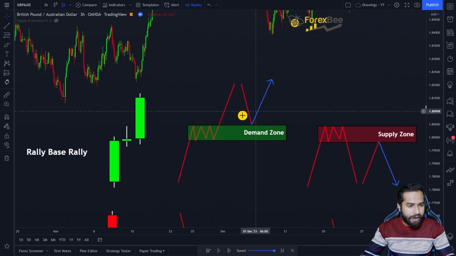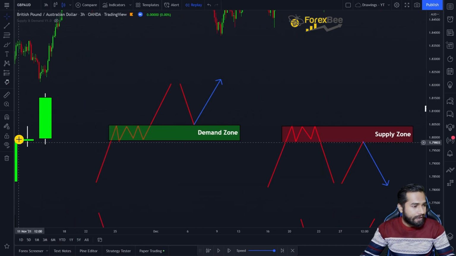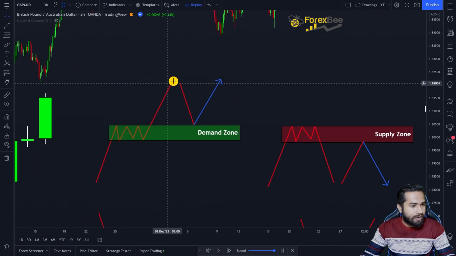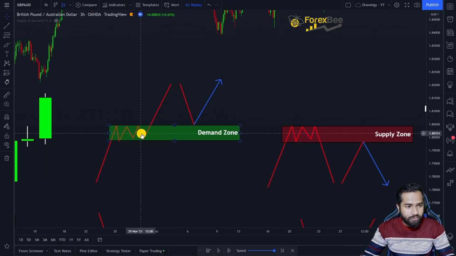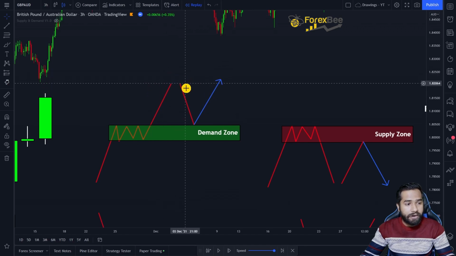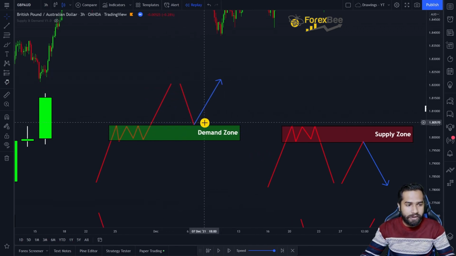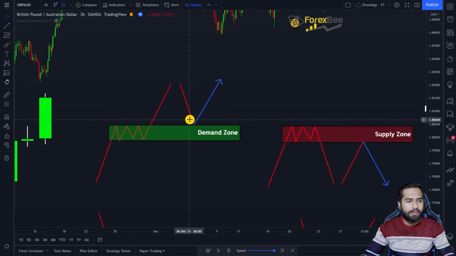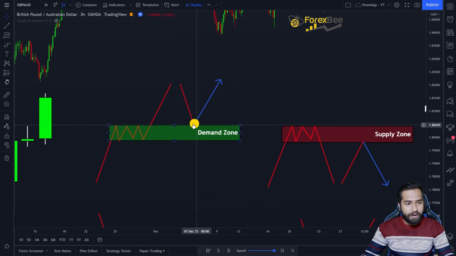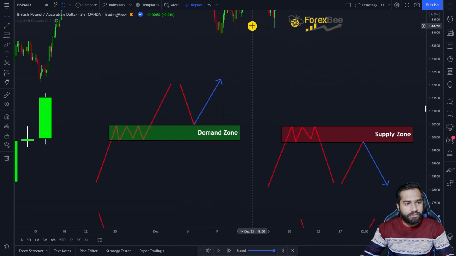Okay, so as you can see here, at this rally base rally demand zone, after going in the bullish direction following the formation of the zone, the market will eventually come back in order to pick up the pending orders that were placed by institutions, which created the demand. And then after picking those pending orders, the market will move in the bullish trend.